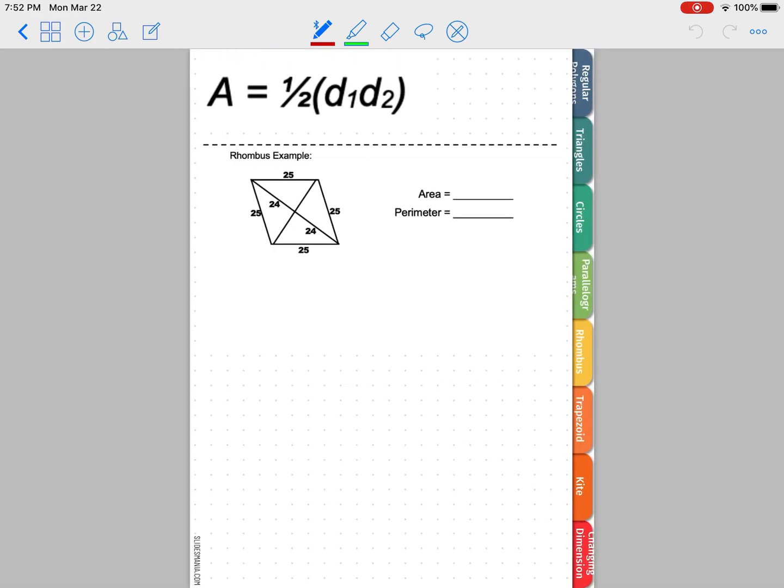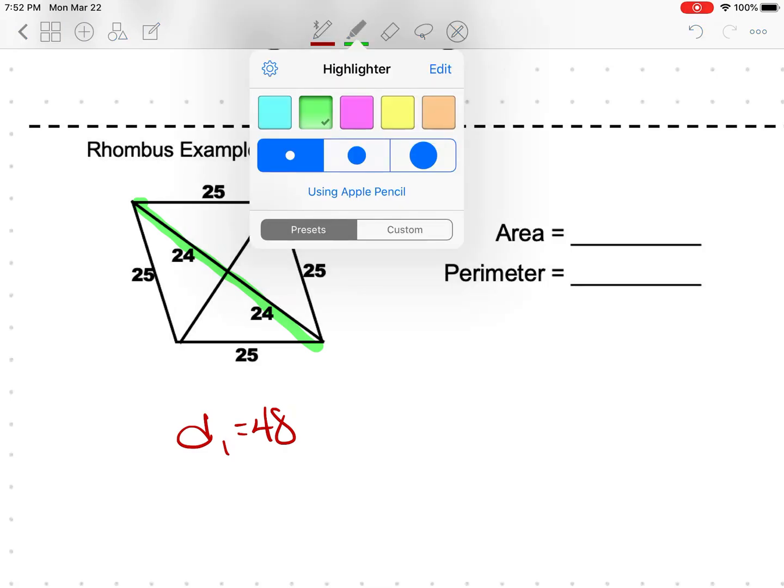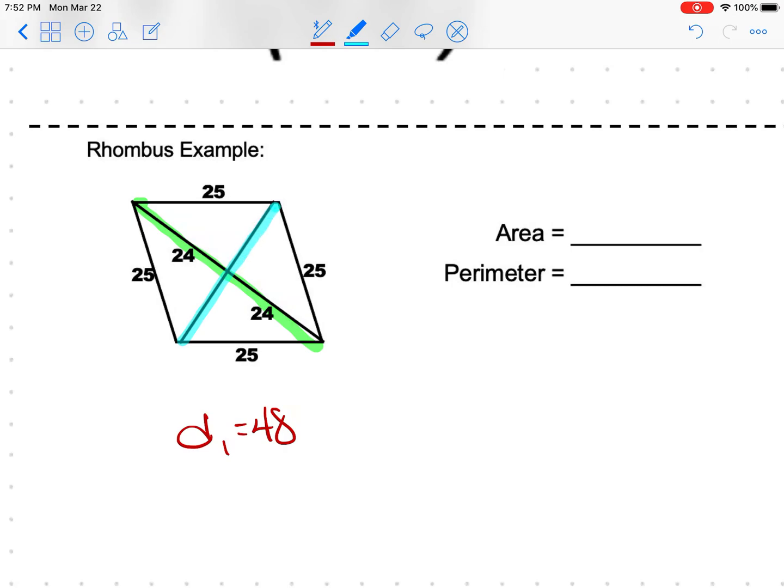And so the formula for a rhombus is up there at the top. Those D's stand for diagonal. So diagonal 1 times diagonal 2, and then cut that in half. So we know that this diagonal has a length of 48. So I'm going to make a note to myself. Diagonal 1 is 48. Diagonal 2 we don't have yet, right here in blue. So we've got to find that.